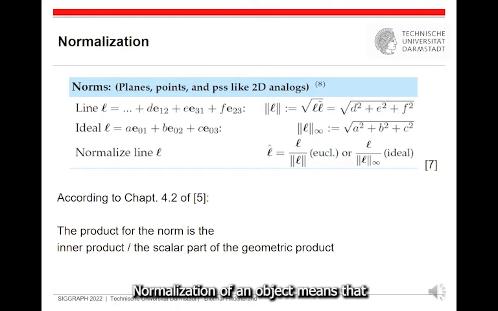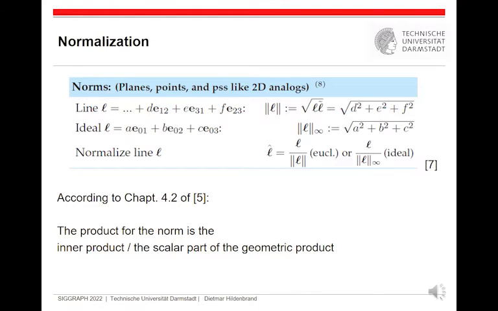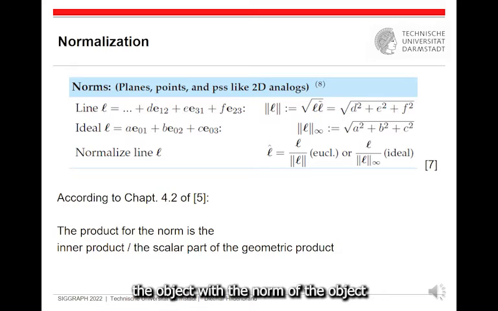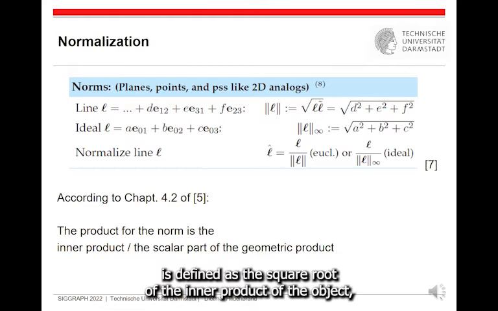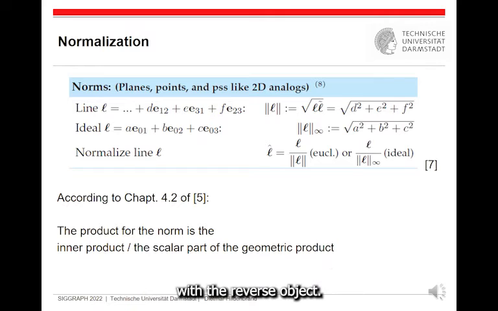Normalization of an object means the division of the object by the norm of the object, and the norm normally is defined as the square root of the inner product of the object with the reverse object.